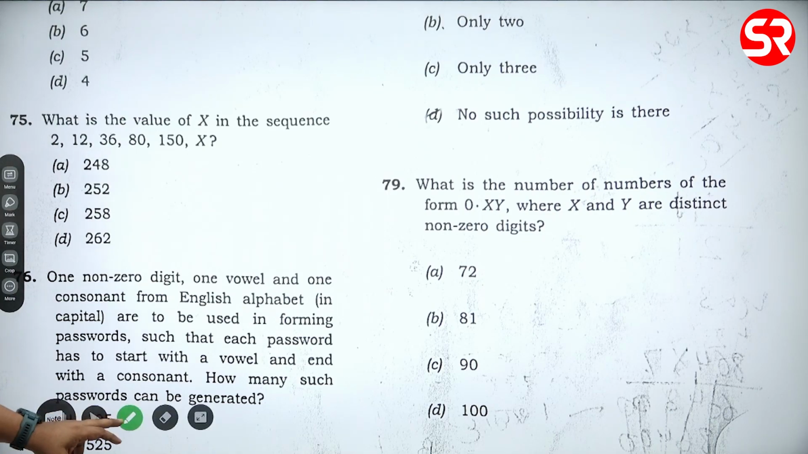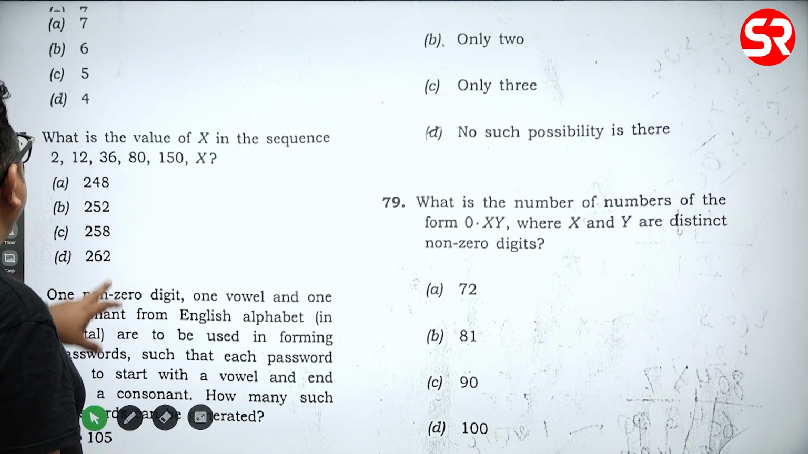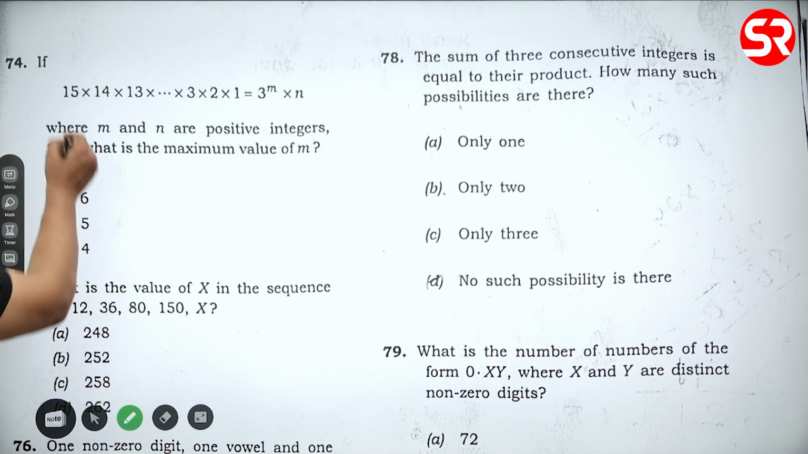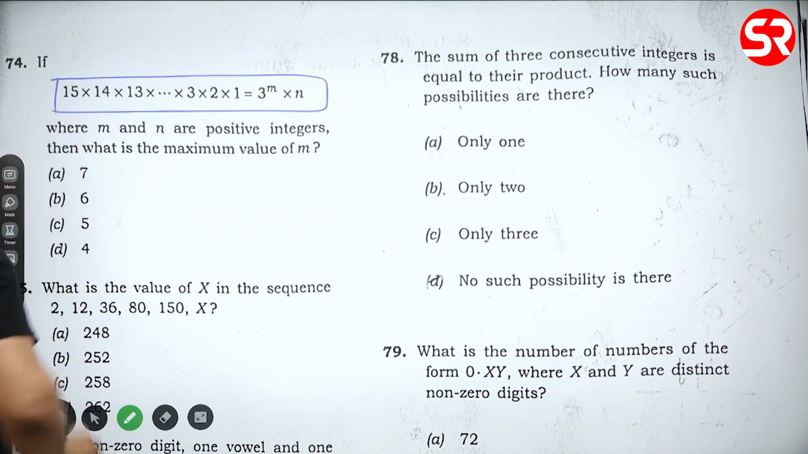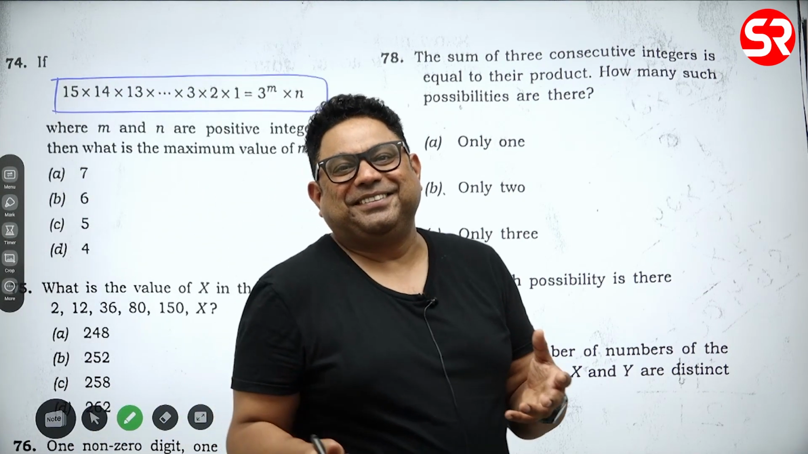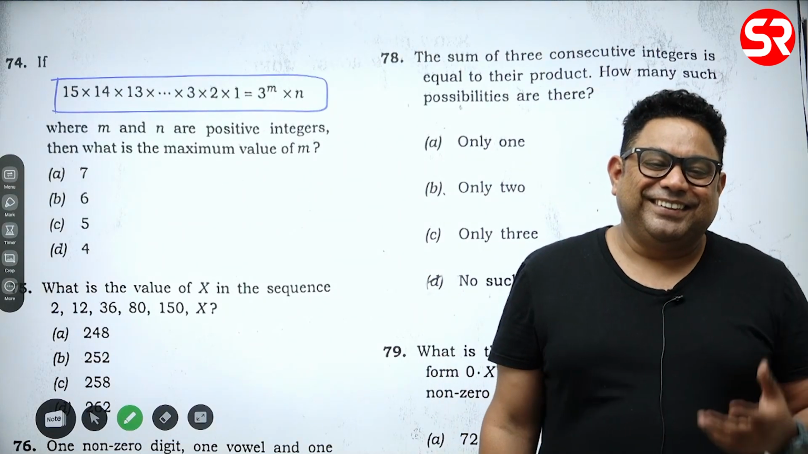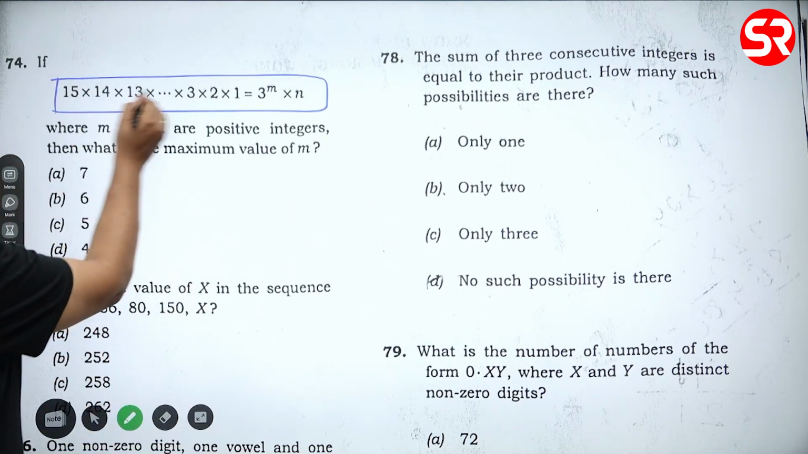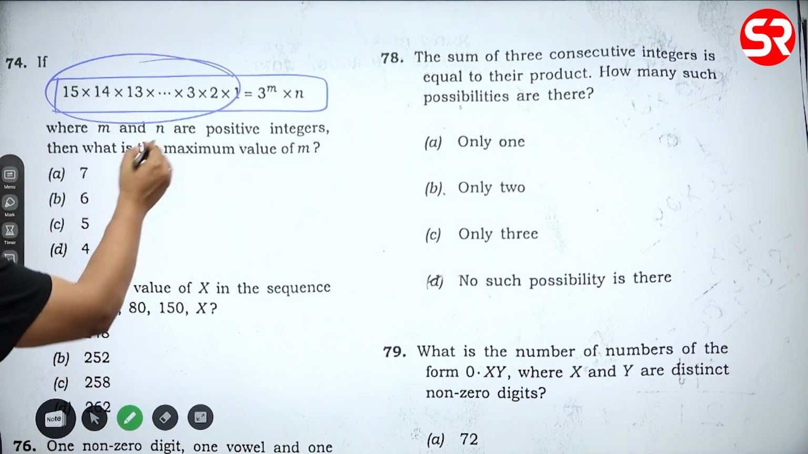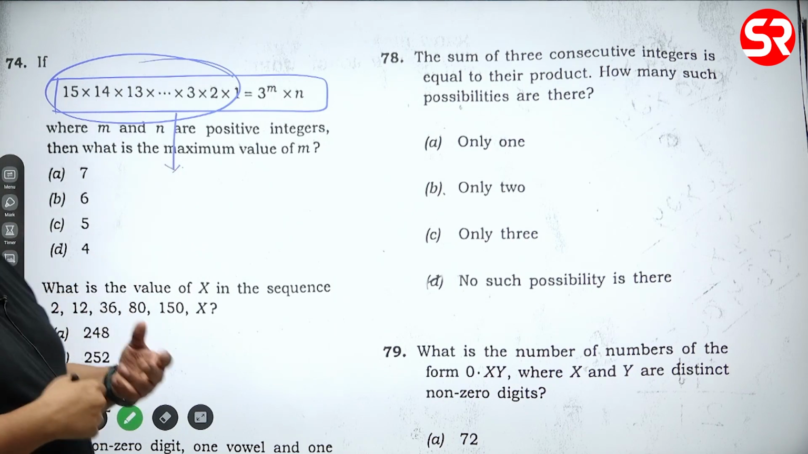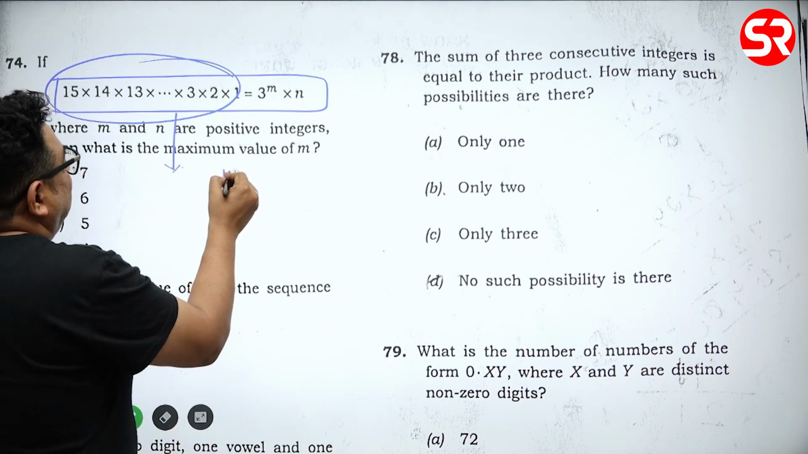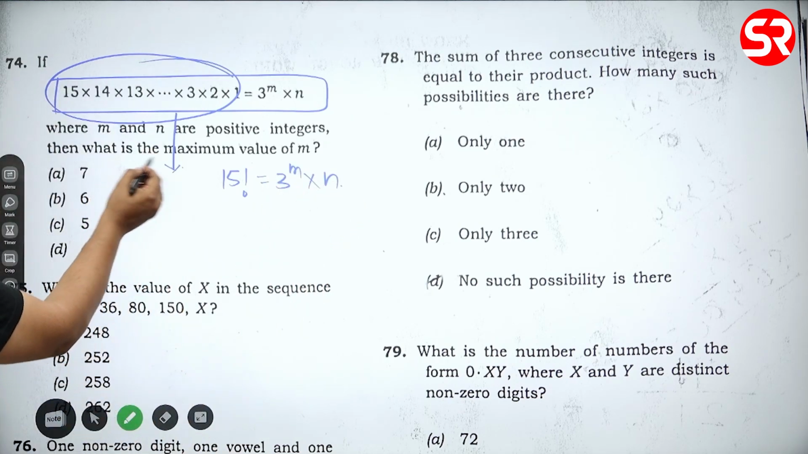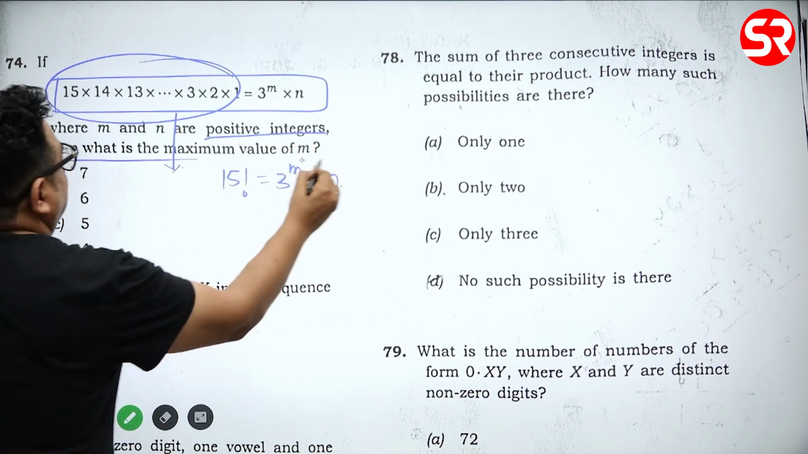So done with 75. Let's find out more. If you are my student and if you have not done this question, probably my dialogue, I will find you and I'll kill you, would come into play. Come on. What is this? It is 15 factorial. I think this is something that instantaneously does not come to mind. So 15 factorial is equal to 3 to the power m into n. Now see how beautifully it is given. Positive integers. Then what is the maximum value of m?